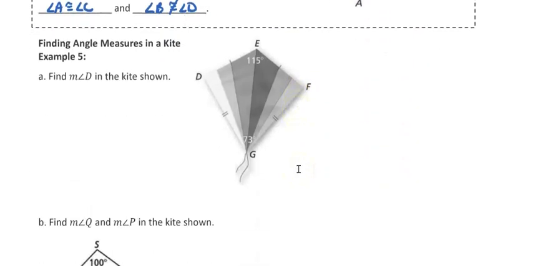All right, so this says find the measure of angle D in the kite as shown. Well, if we know that DE and EF are congruent and DG and FG are congruent, then angle D is between sides of two different lengths, and angle F is between two different lengths of sides. Those are the two that are congruent in a kite. So I know that those are congruent. I'm going to call them X.